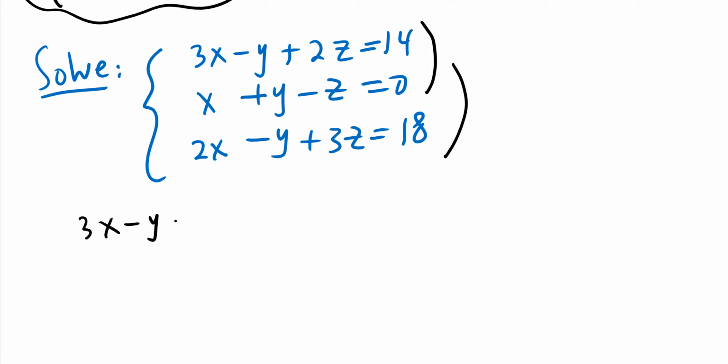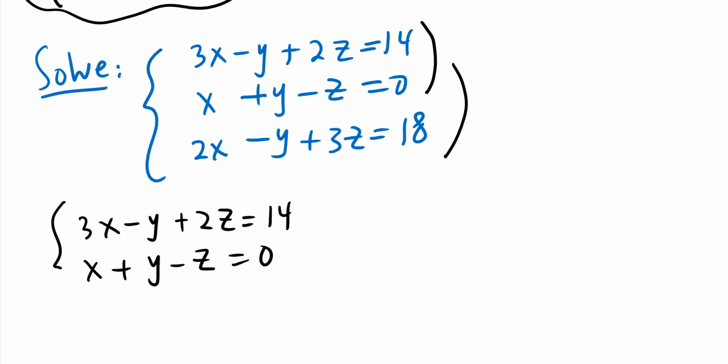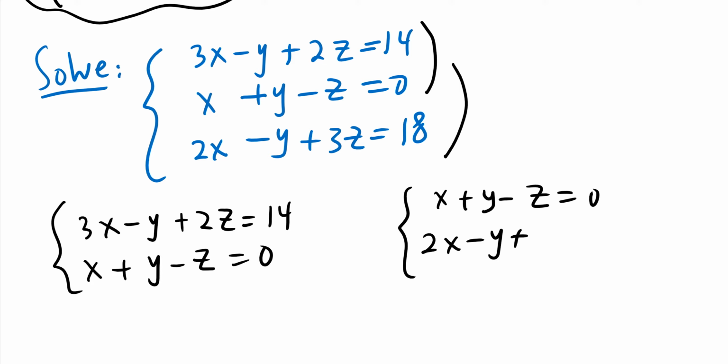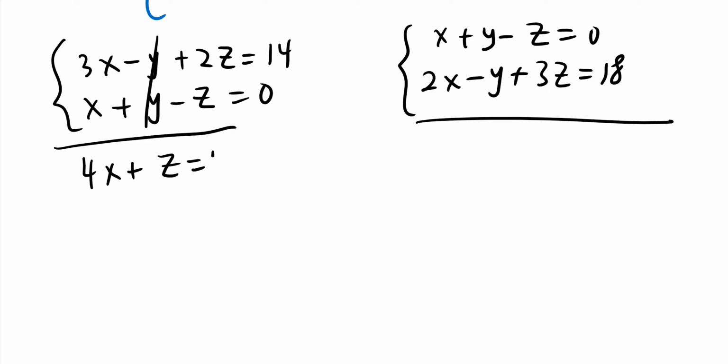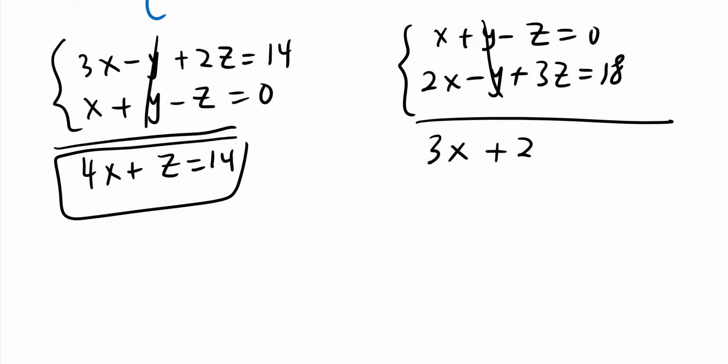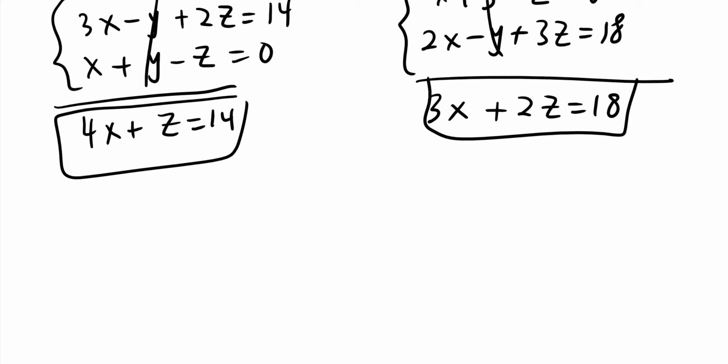So if I just write the first two equations as they are given, I will get this. And if I write the last two equations together, we get this. So now let's solve them out. If we add, the y's cancel. 4x plus z equals 14. That's one equation. 3x plus 2z equals 18. That's another equation.